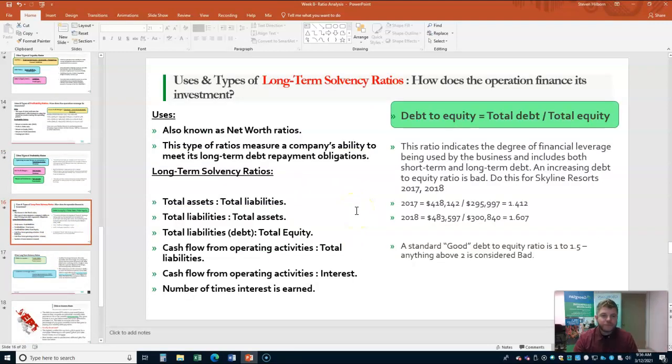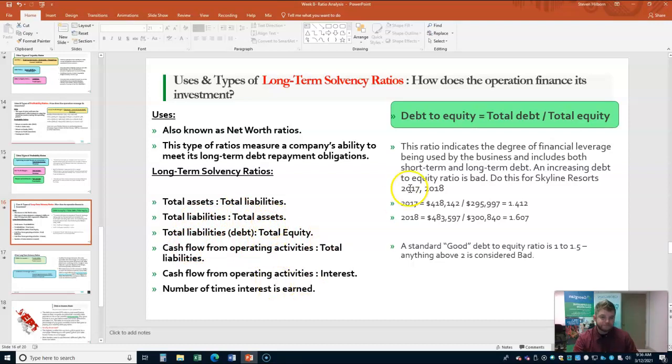The next one, number 3 of 5 different types of ratios, is long-term solvency. These are also known as net worth ratios. These measure a company's ability to meet its long-term obligations. So the liquidity ratios were to meet current or short-term obligations. This one is more long-term obligations. Some of the ratios are total assets divided by total liabilities, and total liabilities divided by total assets, so that's just the inverse. Cash flow divided by total liabilities.